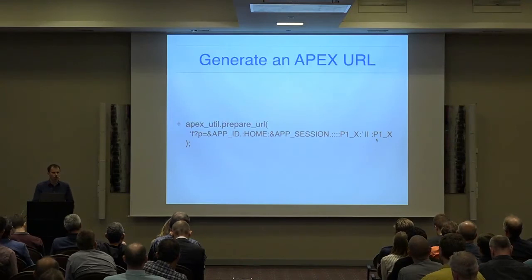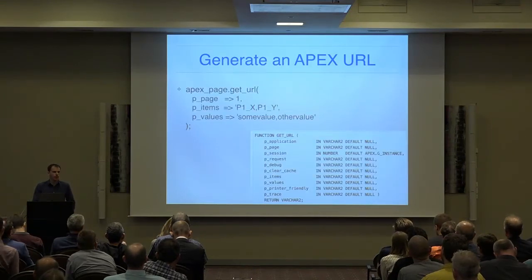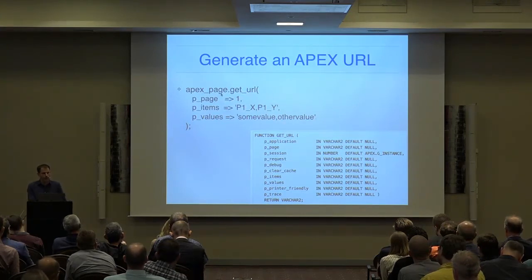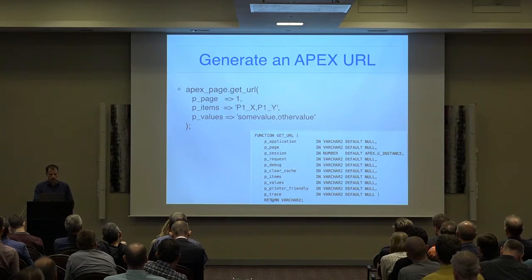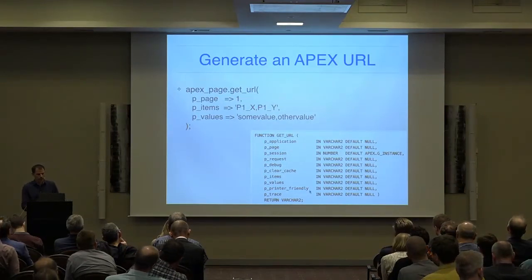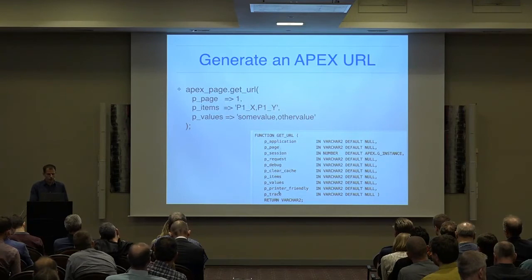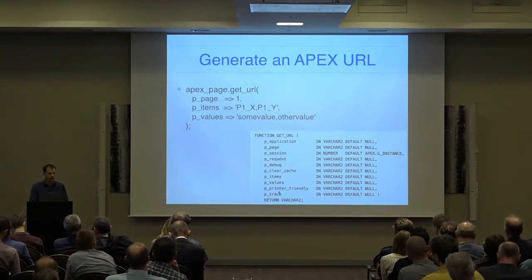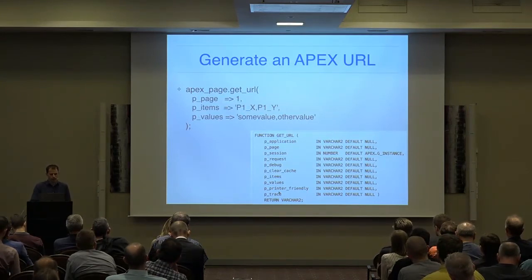Now, what not many people know is that there's another thing that you can do. Instead of apex_util.prepare_url, you can use apex_page.get_url. You can use this package, and it will return you your URL. So you specify the application, the page. They are optional, so the default is the application you're in. So this is a really good way of generating strings too, or URLs. apex_page.get_url.